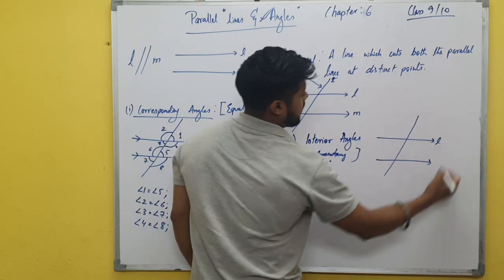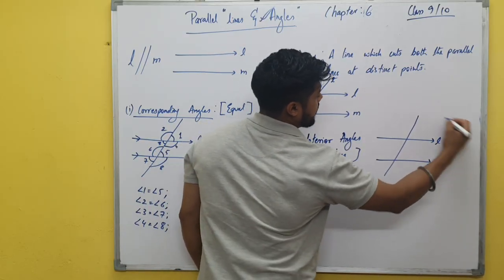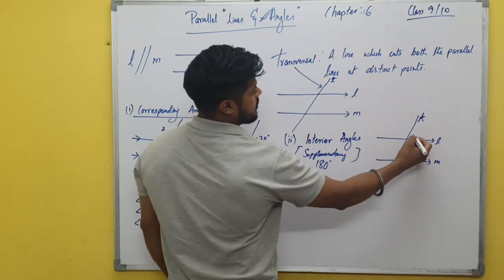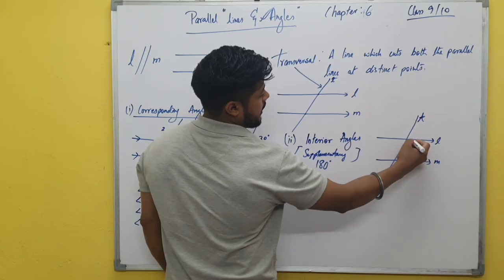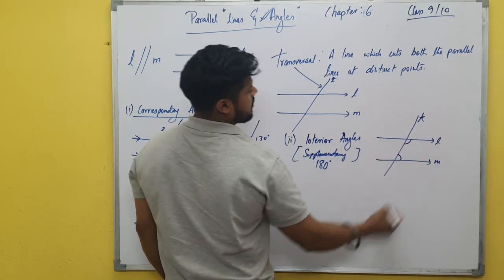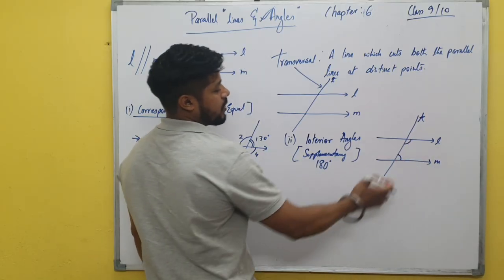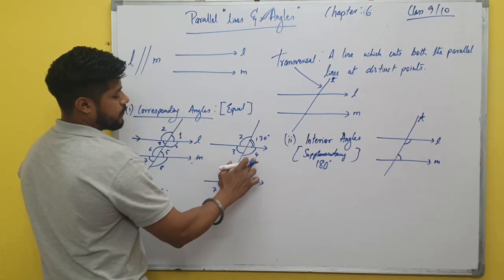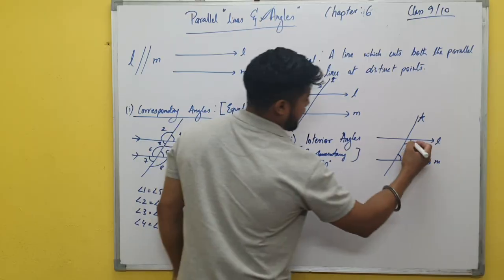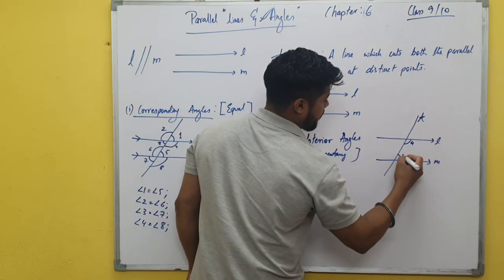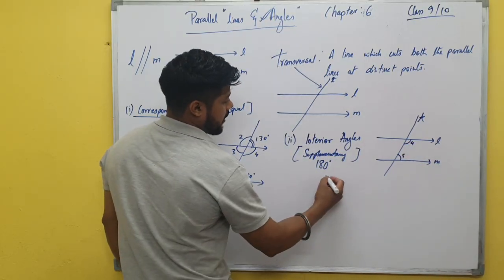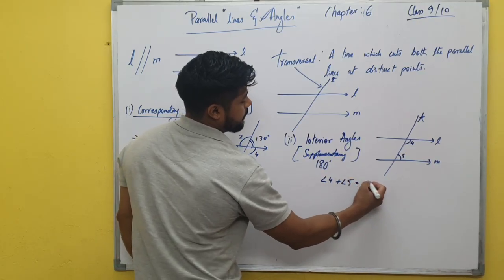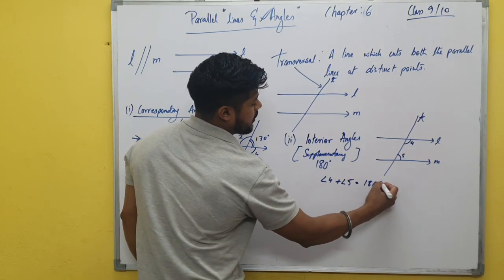So line L parallel to line M and transversal T is given to you. In this case, this angle and this angle, both are called interior angles. Since I was writing angle 4 for this one and this one 5, I'll write again 4 and 5. So in this case, angle 4 plus angle 5 will be equal to 180 degree.